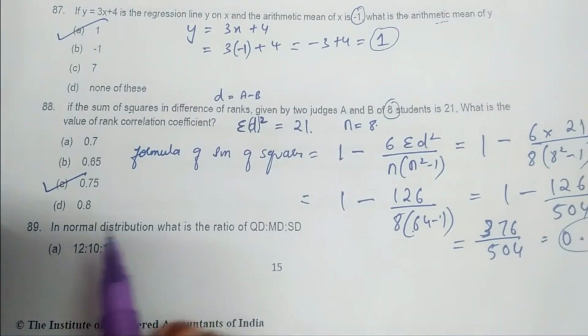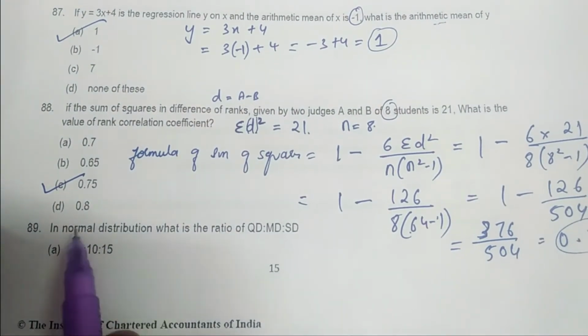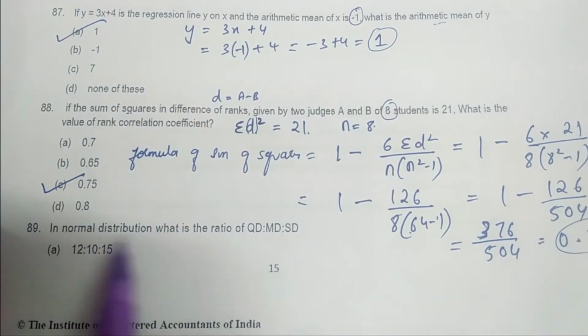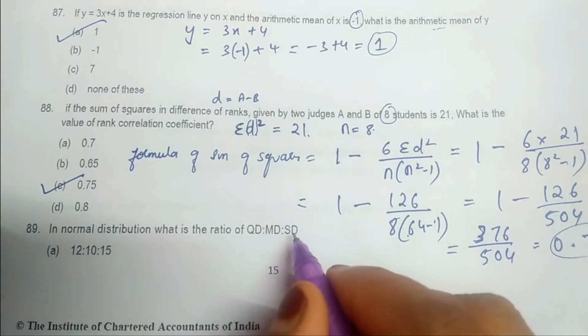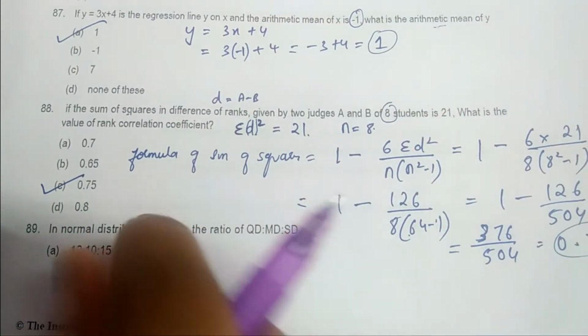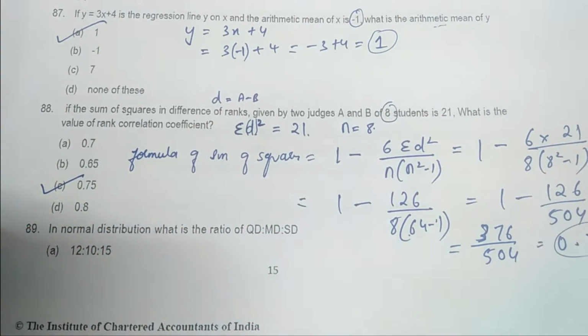Let's go to the 89th problem. This is the problem of the normal distribution. What is the ratio of QD to MD to SD? It's the quartile deviation to mean deviation to standard deviation. So it's asking, in that particular normal distribution, what the answer for this ratio is.